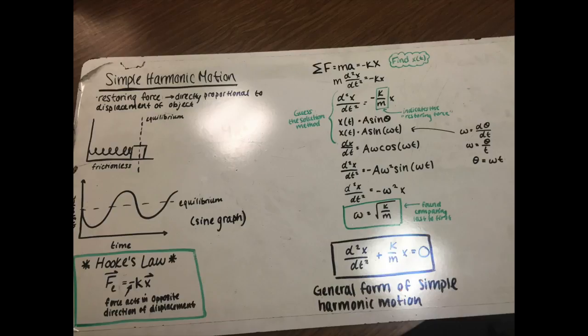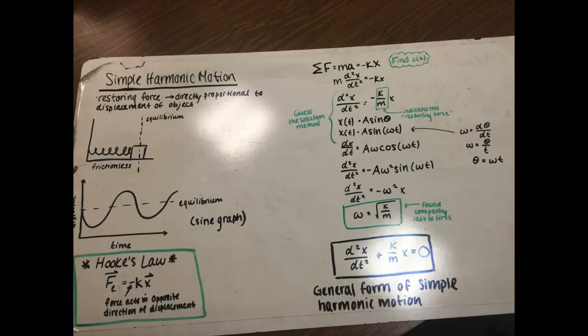So we set that equal to dx over dt, A omega cosine omega t. You get that by taking the derivative of the function we guessed before. And when you take the second derivative, you get negative A omega squared sine of omega t. That A is a constant. It's simply a constant, and we'll find it later. So by using this, we can see that d squared x over dt squared equals negative omega squared x.